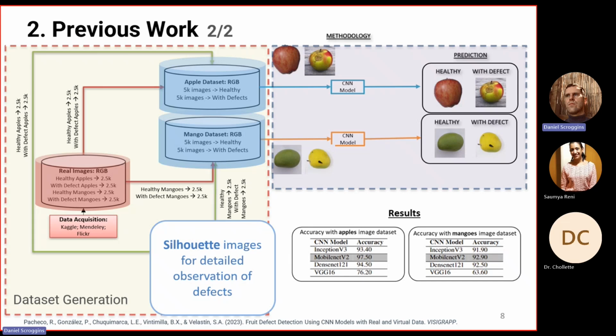In this new proposal we change basically 2 things. One of them is the data set, because now we are using the real image data set, and another type of data set, the silhouette images, for detailed observation of defects. The other change is the use of a multi-input architecture that receives a pair of images. In that case, real images, and the other one silhouette images that enhance the defect in the fruit.